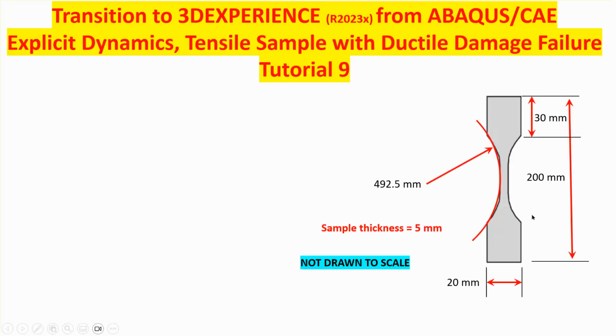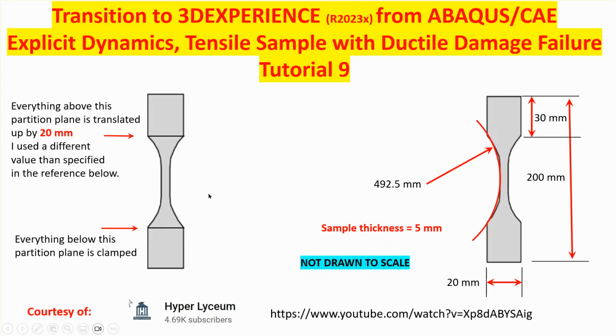Now, the problem that I'm doing is shown here dimension-wise. This is a two-dimensional sample, and it's not drawn to scale, by the way. And what I do is I take the bottom of this and hold it or clamp it, and all the points on the top line are moved by 20 millimeters. This particular problem is done in its entirety by the link shown below in Abaqus CAE, and you can see the correspondence between the interface and dialog boxes if you go to this particular reference.